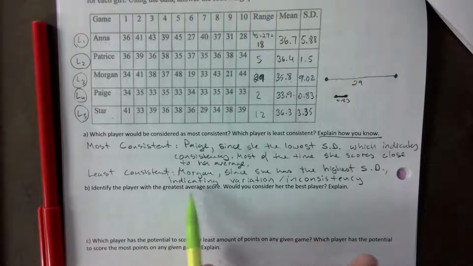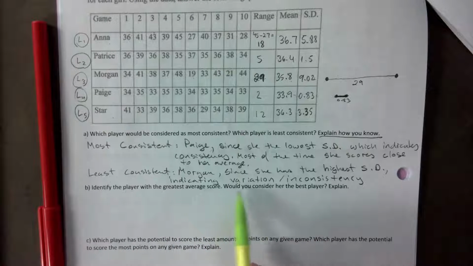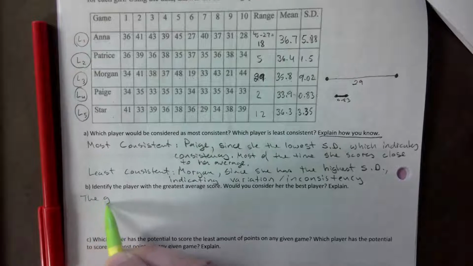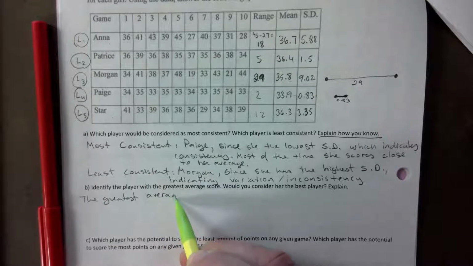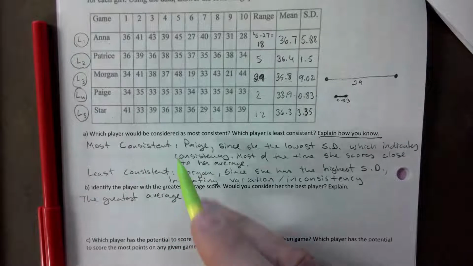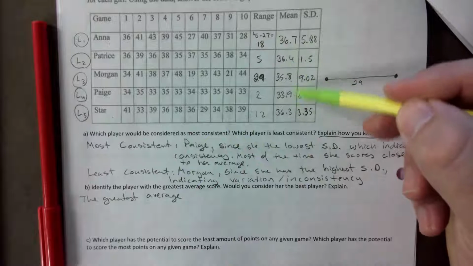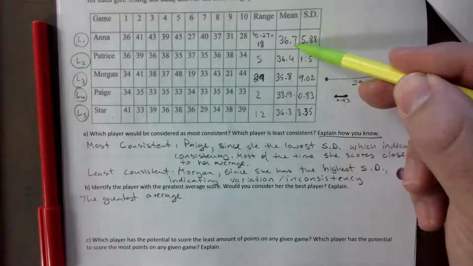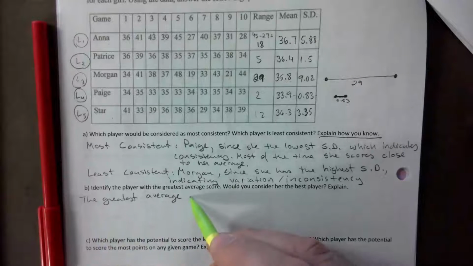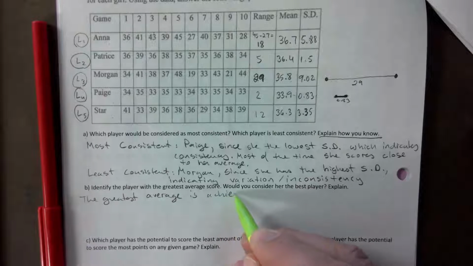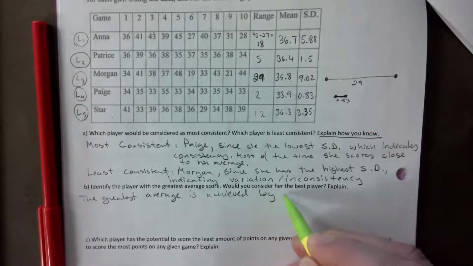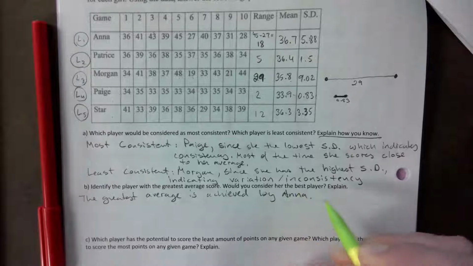Identify the player with the greatest average score. Would you consider her being the best player? Explain, right? The greatest average, 36.7, right? That'd be for Anna, right? Is achieved by Anna. Okay?